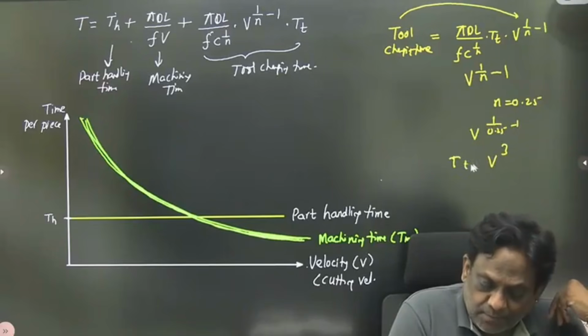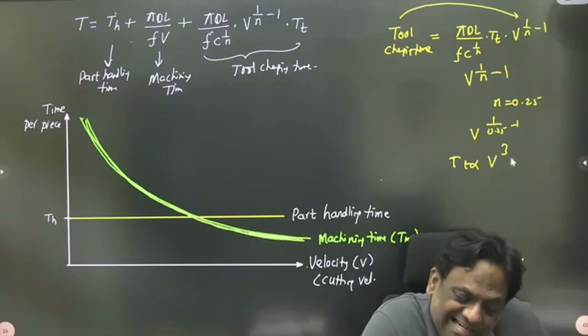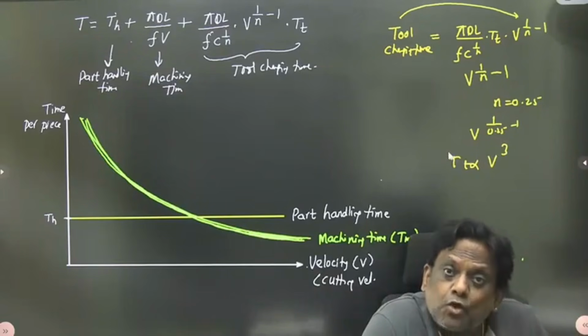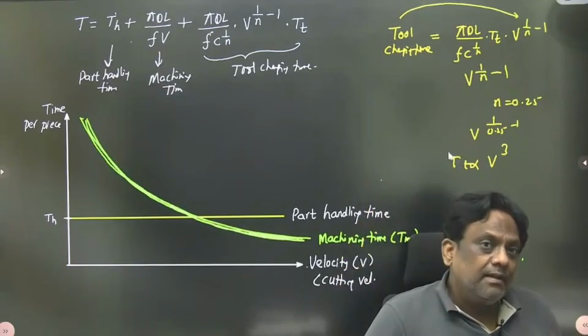Tool changing time is proportional to V cube. What does this mean, sir? When the velocity is increasing, the tool changing time is also increasing. What does it mean, sir?